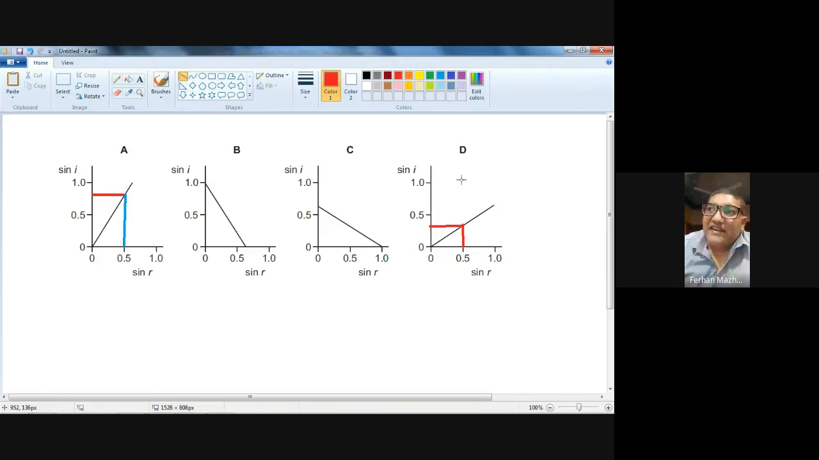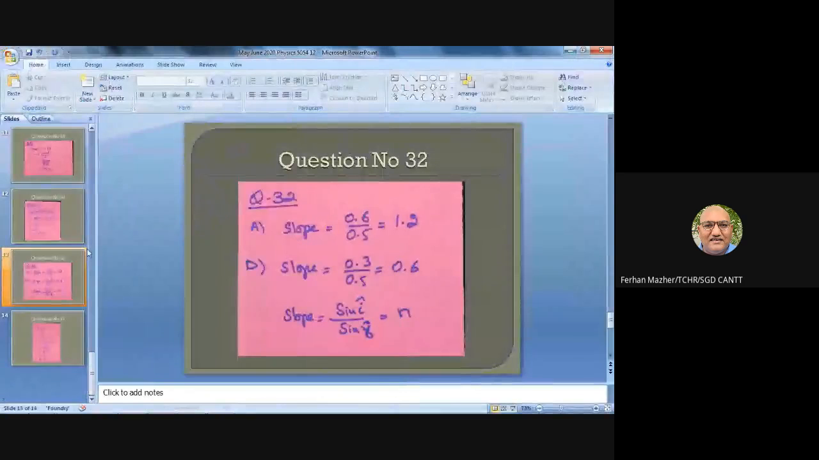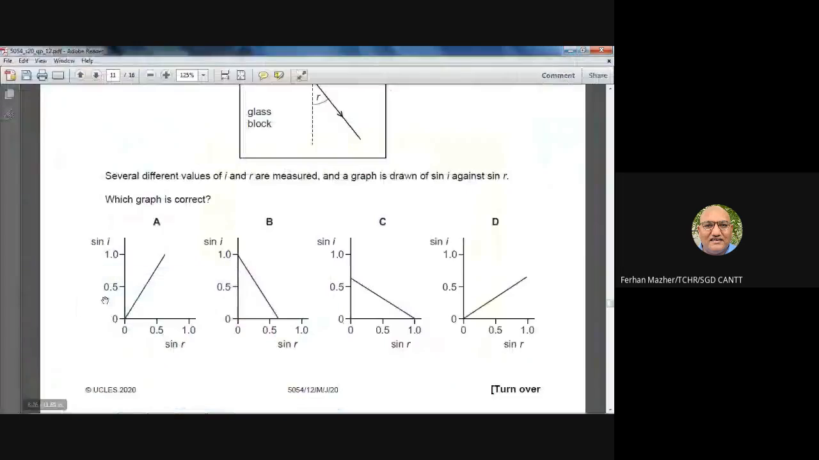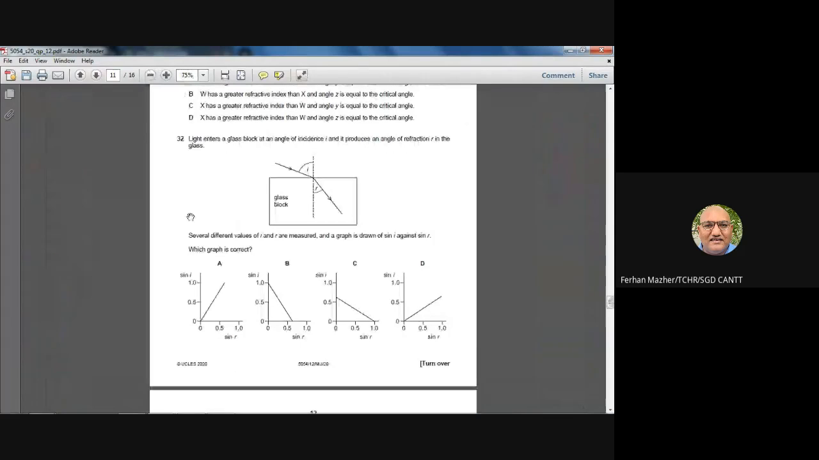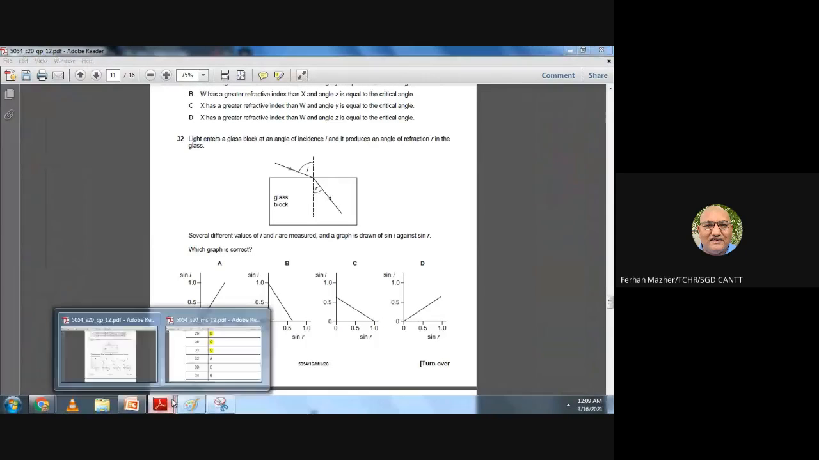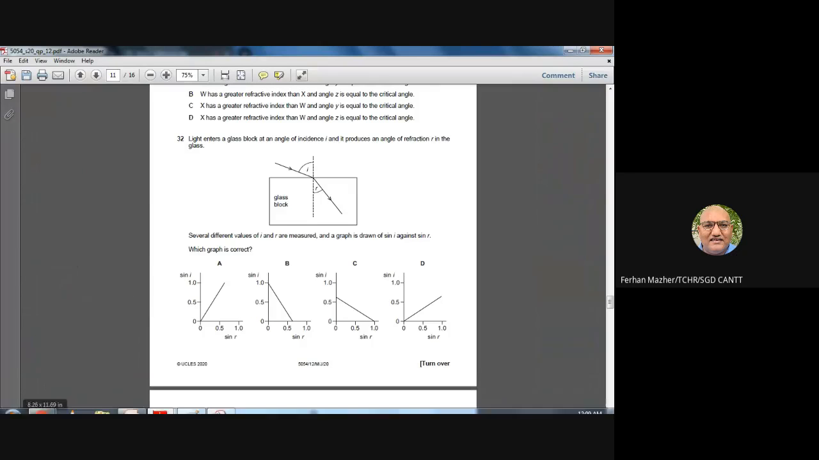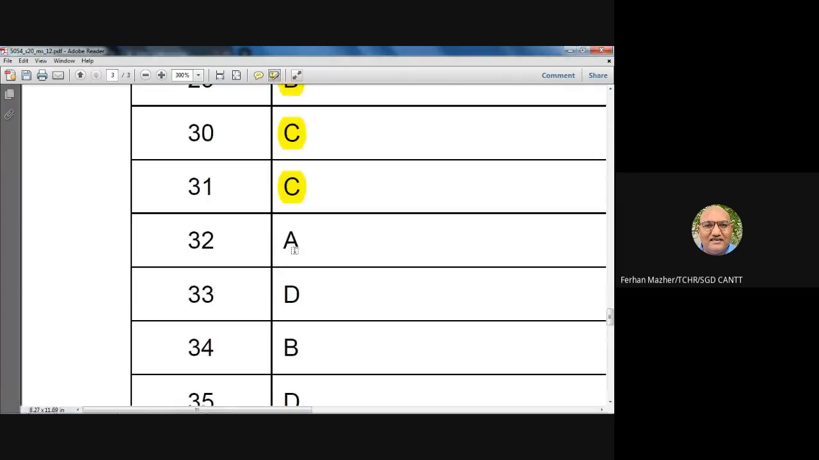D is another candidate for the options, but its answer is not right because the slope is positive, no doubt, but the value of the slope is less than 1, so it cannot be the refractive index of the glass. So A looks the right option, sir, to me. Question number 32, A is the right option.